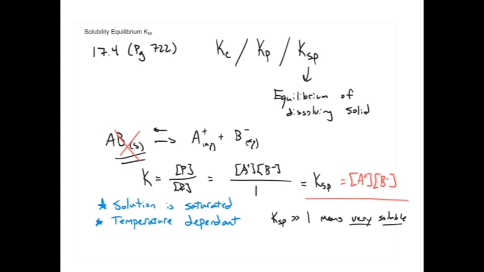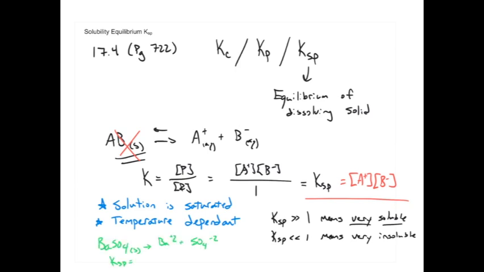Now on the other hand, if Ksp is much smaller than 1, then we would consider that very insoluble. So take the same example, AB gets put in, only a couple molecules compared to the overall amount. Maybe you put 10 grams of AB solid in and you get a couple molecules of A and a couple molecules of B ionizing in the solution, then A times B is not going to be very large, and that number multiplied together results in a very small number. We're talking about like times 10 to the negative 5th or 10 to the negative 10th. Then you'd consider that substance to be very insoluble.